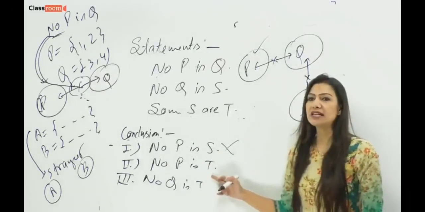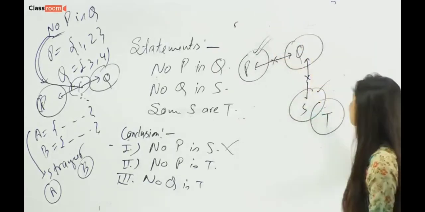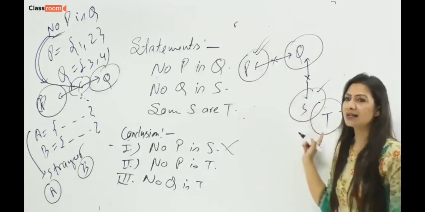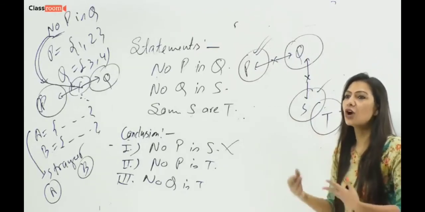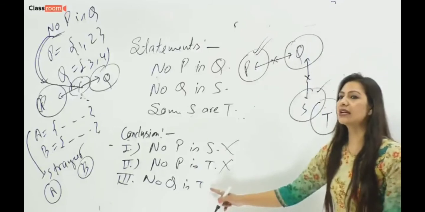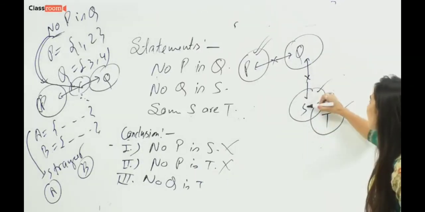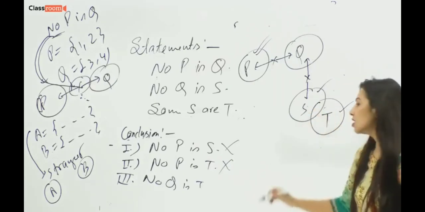Second is no P is T. It will be correct only if there is a complete cross between P and T. I noticed P is here, T is here. There is nothing in between P and T, neither directly nor because of any circle. So why am I taking tension? Just cancel it out. For no Q is T, again, I want a complete cross between Q and T. Q is having a cross with S, but S doesn't capture T inside. So that's what is wrong.